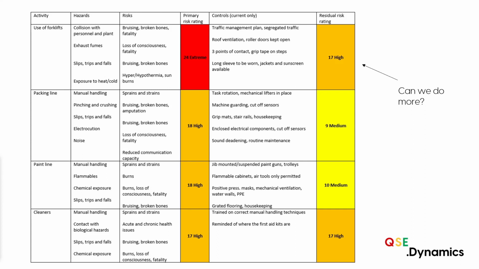So the controls, we've done some training on manual handling. We've reminded them of where the first aid kits are. As a result, we haven't really implemented controls that have reduced the residual risk rating. So in this case, we should do more. I don't think it's even a question. We can look at that and say that, well, these controls have not been effective.